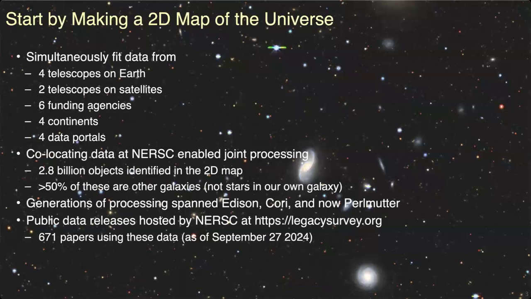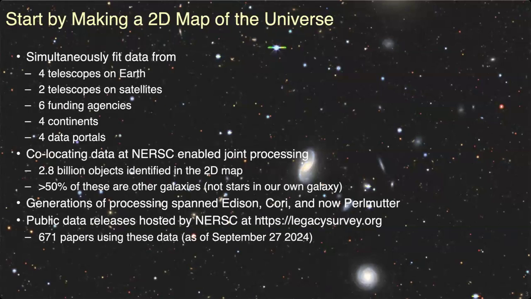But to make the 2D map, we needed to combine data that was better than any one data set in the world. And so we ended up combining data from 4 different telescopes on Earth and 2 different satellites. These were funded by 6 different funding agencies spread across 4 continents, hosted from 4 different data portals, some of which only allowed you to download postage stamps of the images, 1 HTTP query at a time.